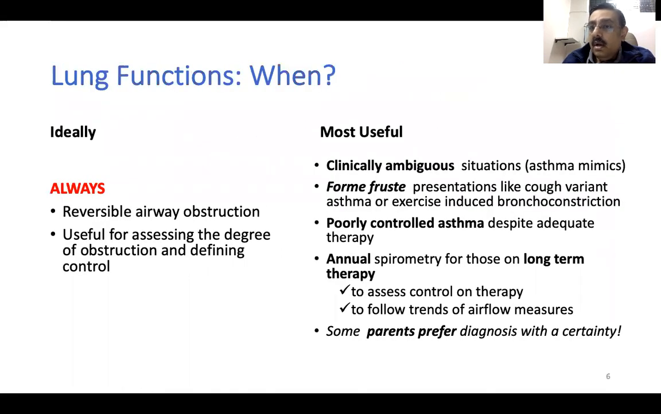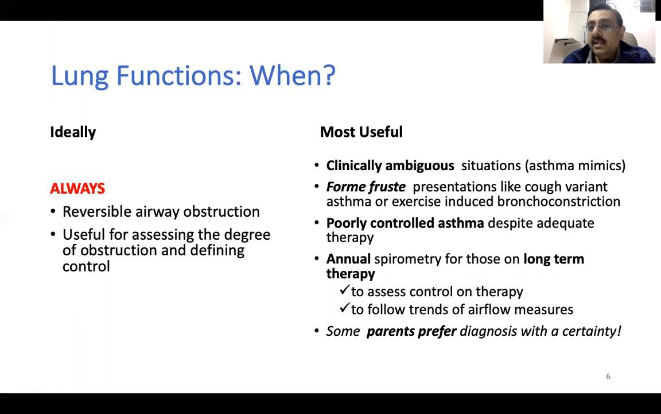Now, when should lung functions be done, and what is the practical answer? Ideally, they should be done in all patients where you are suspecting asthma. Why? Because reversible airflow obstruction is the hallmark of diagnosis, and it is also very helpful in assessing the degree of obstruction and defining control. So ideally, they should be done in all patients. But if you have a patient who otherwise falls into a clear clinical diagnosis, even if you're not doing a lung function and put that child on treatment, it's fine.